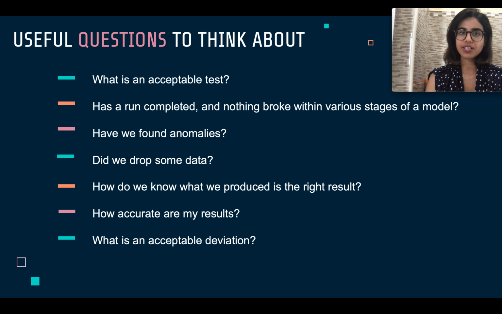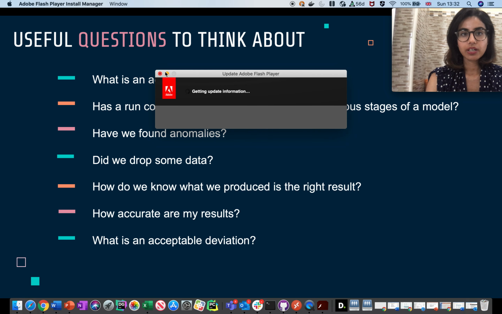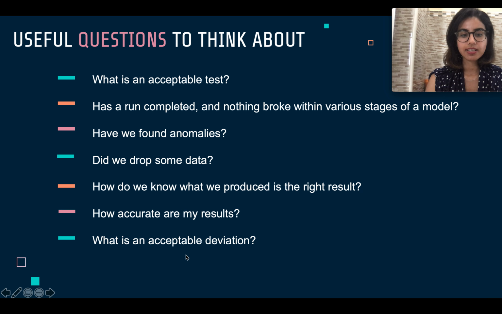Some useful questions and curiosities I had, so I thought might be useful to share with you. What is an acceptable test? Has a run completed and nothing broke within various stages of a model? Have we found anomalies? Did we drop some data? How do we know what we produced is the right result? How accurate are my results? What is an acceptable deviation? All of these can be answered when you ask within your team. Therefore, be vocal.